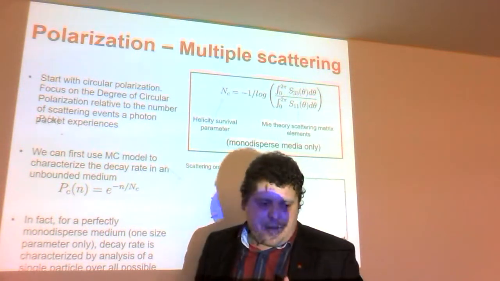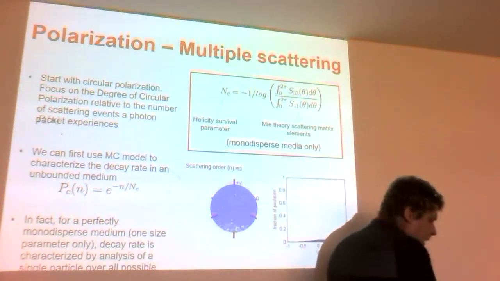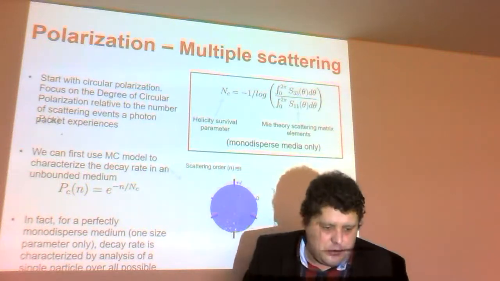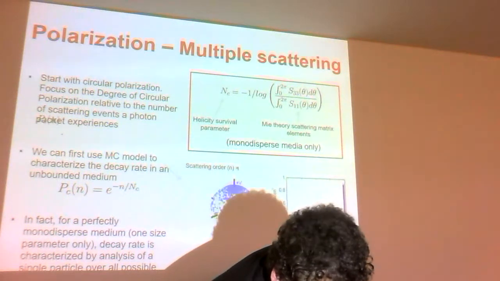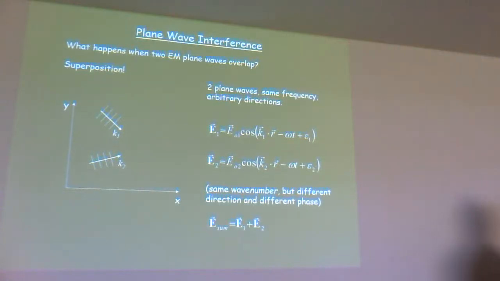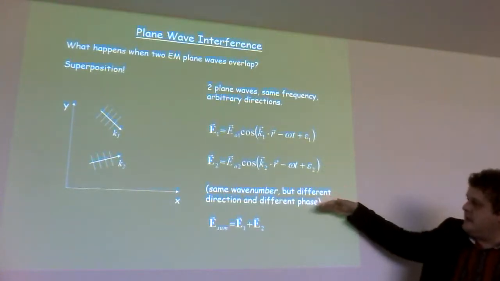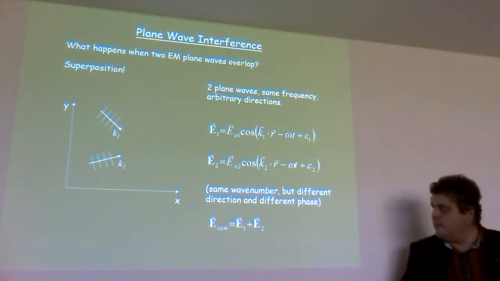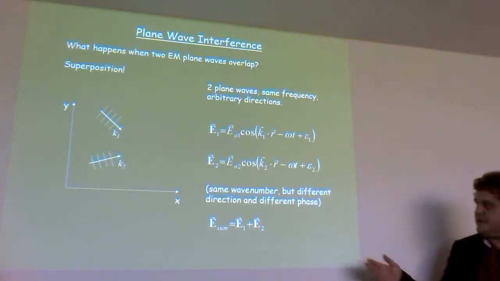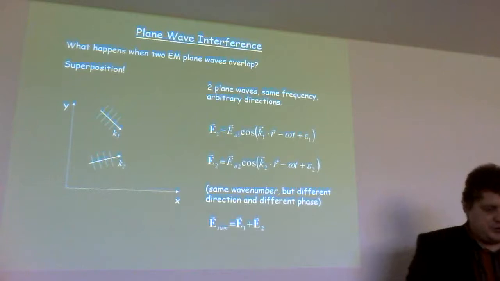The other important issue is when we consider polarized light on the detector, as was mentioned yesterday by Kishan, for example, in his talk. When we have two waves that have the same wave number but different direction and different phase, we should consider what the superposition will be.